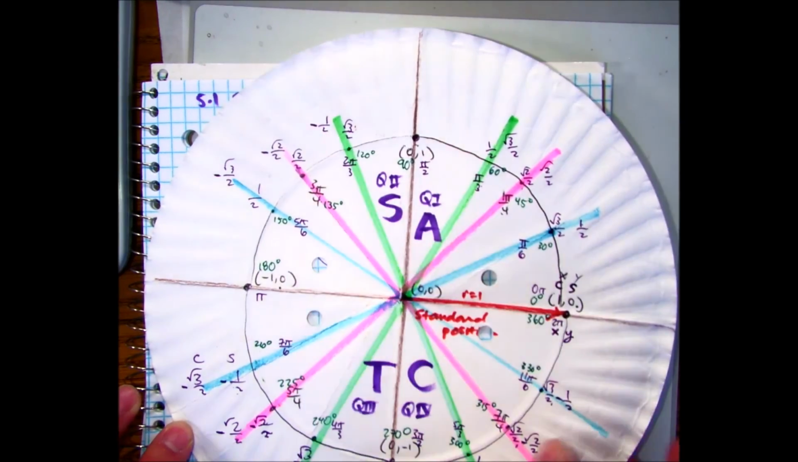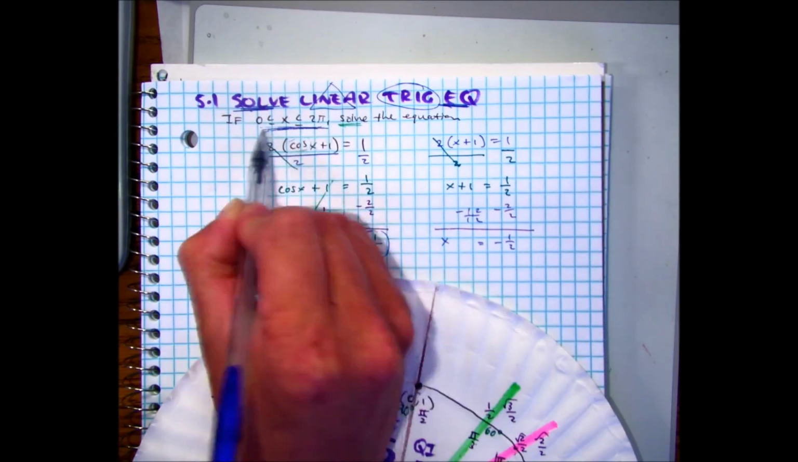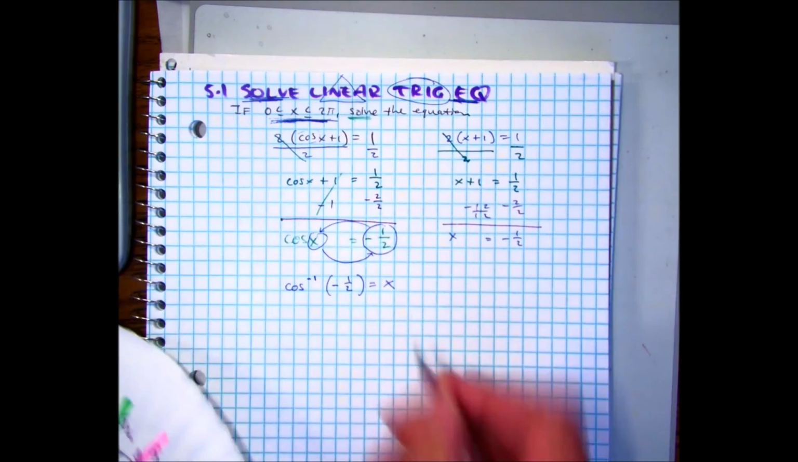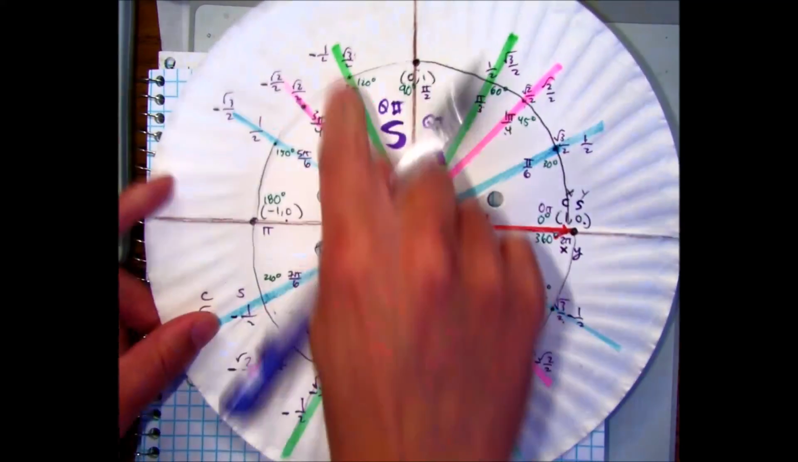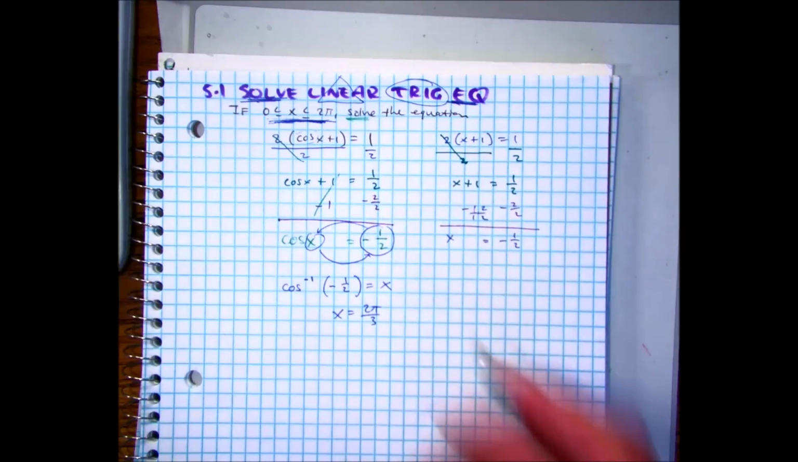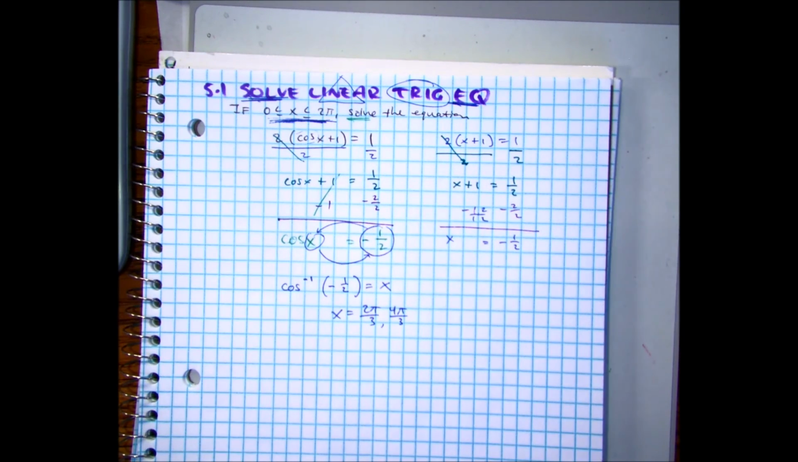So here, you pay attention. Class, is this degrees or radians? Radians, so we're going to have an answer in radians. Cosine negative 1/2 is at 2 pi over 3. And the other location is at 4 pi over 3. And that's our answer.